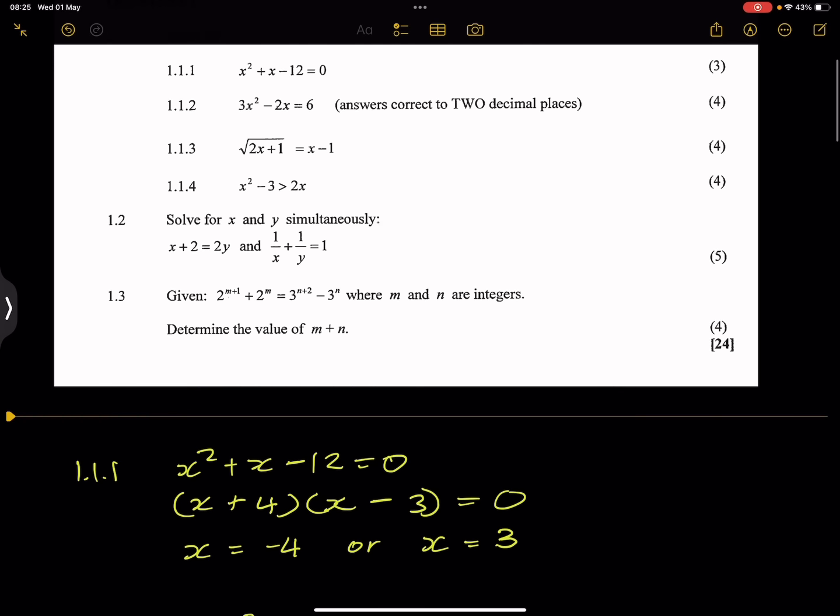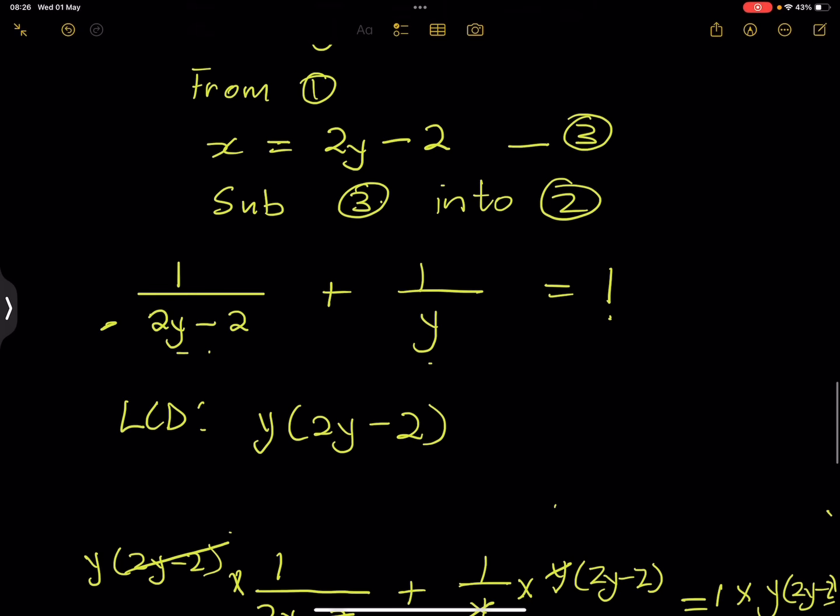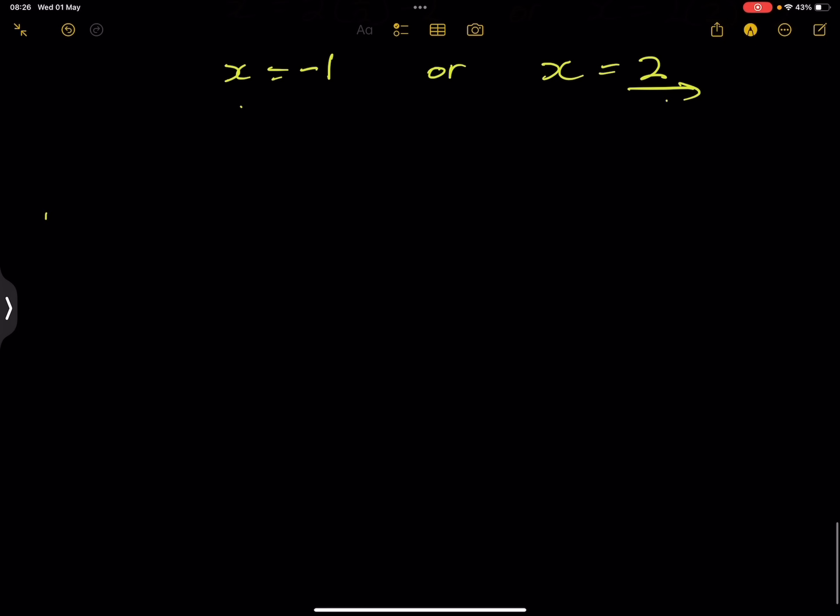Given that we've got the expression 2 to the exponent m plus 1 plus 2 exponent m, and we've got 3 exponent n plus 2 minus 3 exponent n, where m and n are integers, they say determine the values of m and n. So ladies and gents, we're going to solve there.